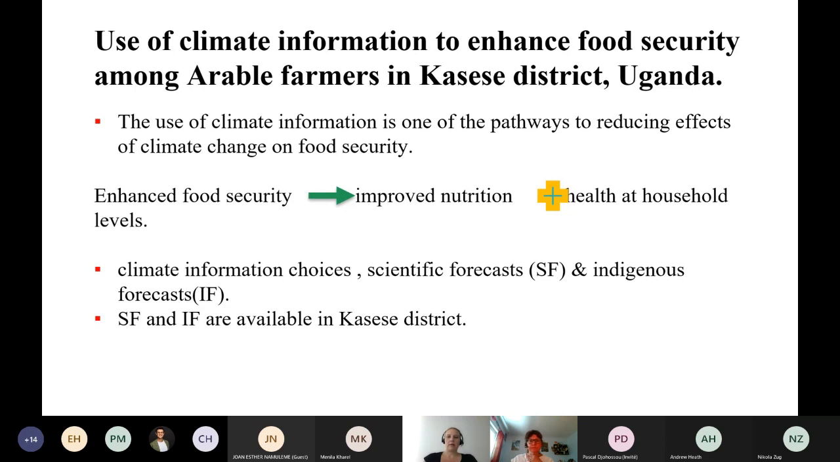They have two choices. They usually use scientific forecasts and ignore the indigenous ones. Okay, thank you. Next slide. Yeah, coming up.